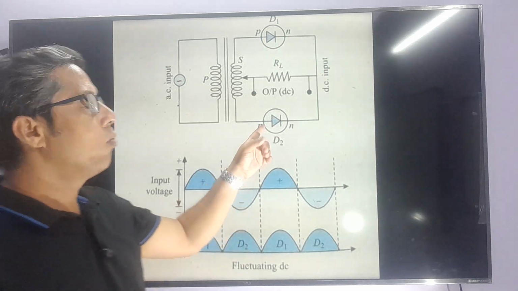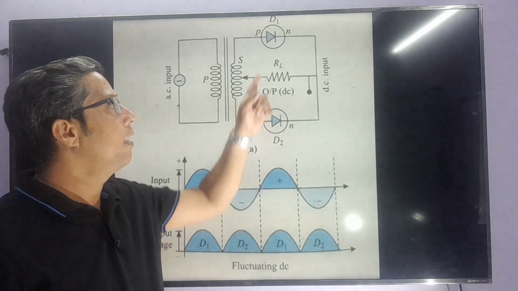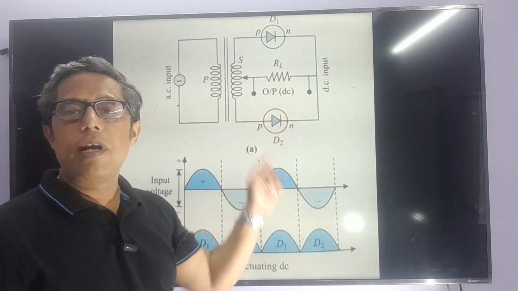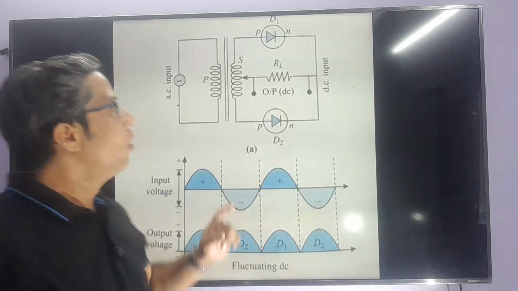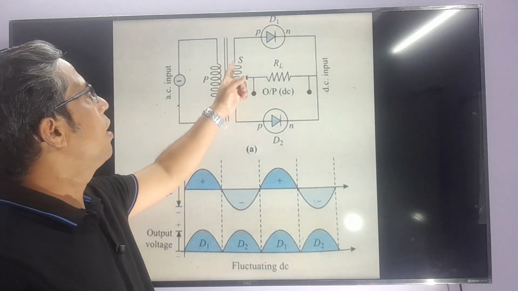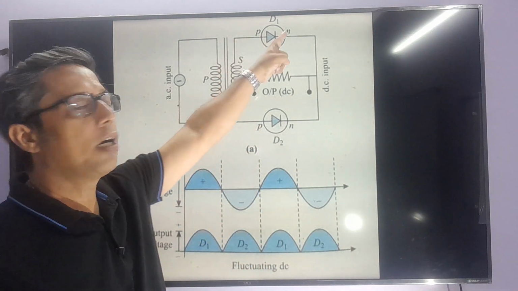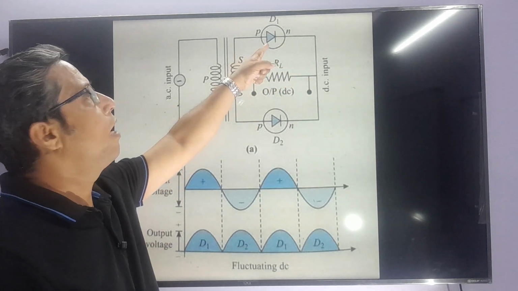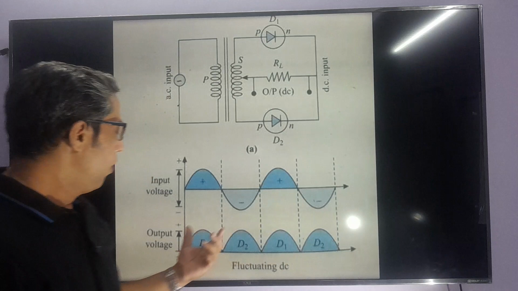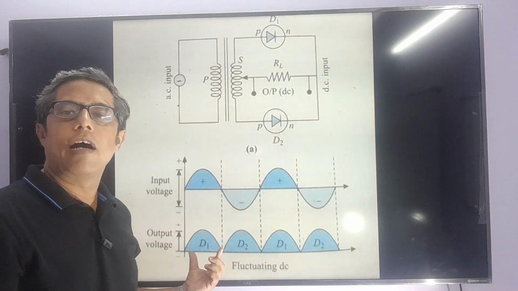Here we are adding one more diode. Initially there was one diode. Now we are adding diode 2, D1, D2. So what's happened? In the first cycle of the alternating current, we are getting a positive terminal in P, negative terminal in N. So this diode D1 will be under forward biasing circuit. We will get a current for D1 diode.